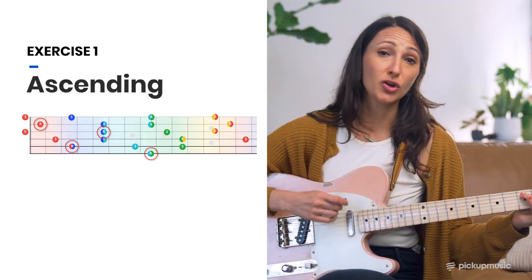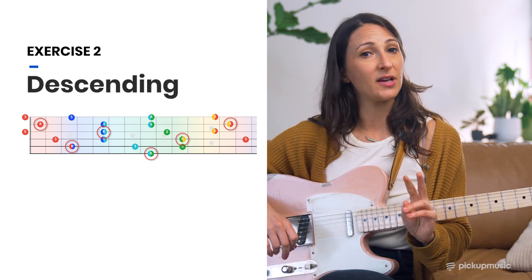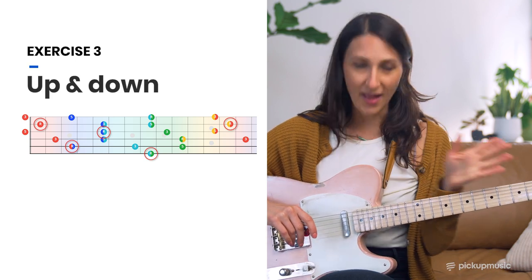My homework for you today is three different exercises. These three exercises go up and down the fretboard in the key of C. Exercise one goes up using our CAGED shapes in the key of C. Exercise two goes down in the key of C. And exercise three goes up and down.